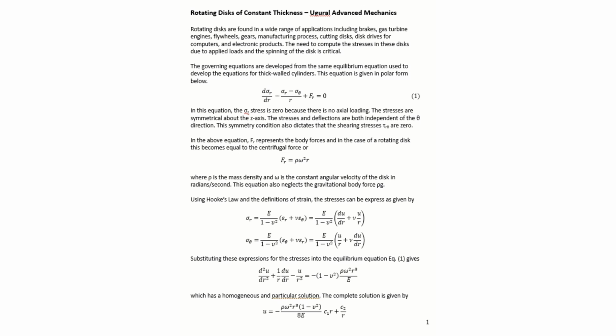these ideas. For example, disks are associated with disc brakes, gas turbine engines, flywheels, gears, several manufacturing processes, including grinding wheels and cutting discs. They're also involved with disk drives. Those used to be a lot more important than they are today. But there's also electronic components and products.